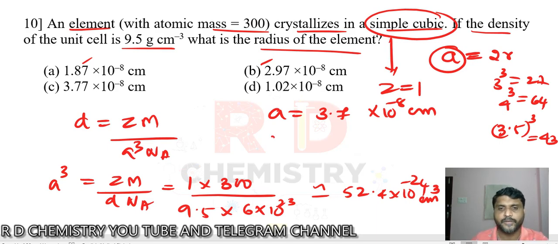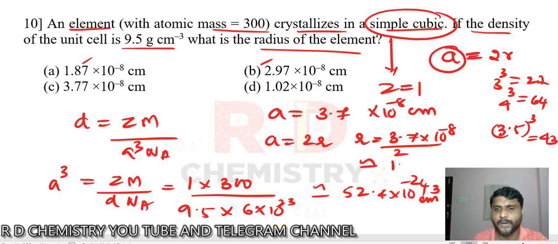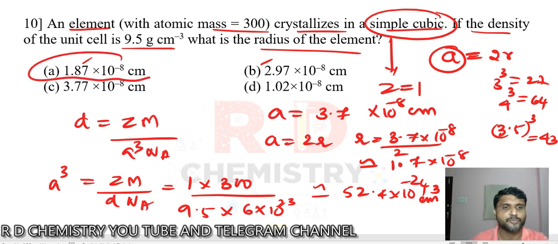Now we have A is equal to 2R. Therefore, R is equal to 3.7 into 10 power minus 8 divided by 2. So this gives approximately 1.7 into 10 power minus 8. Correct? So the answer is option number A. First one is the answer.